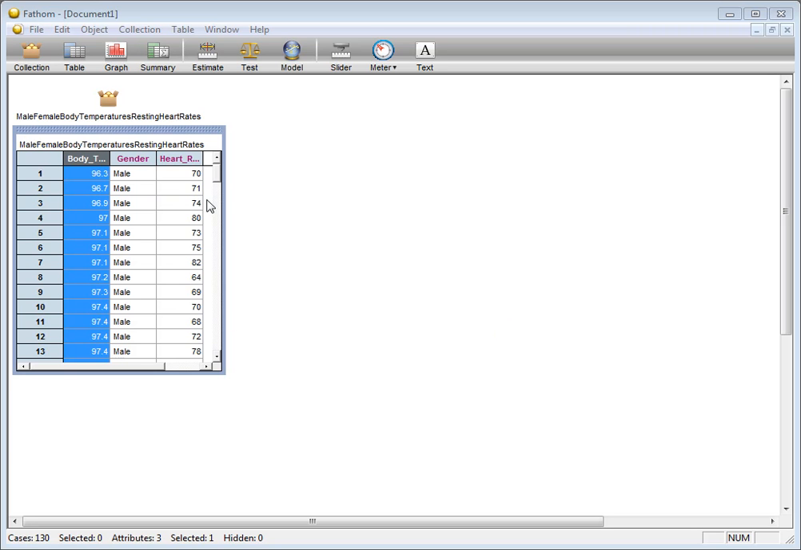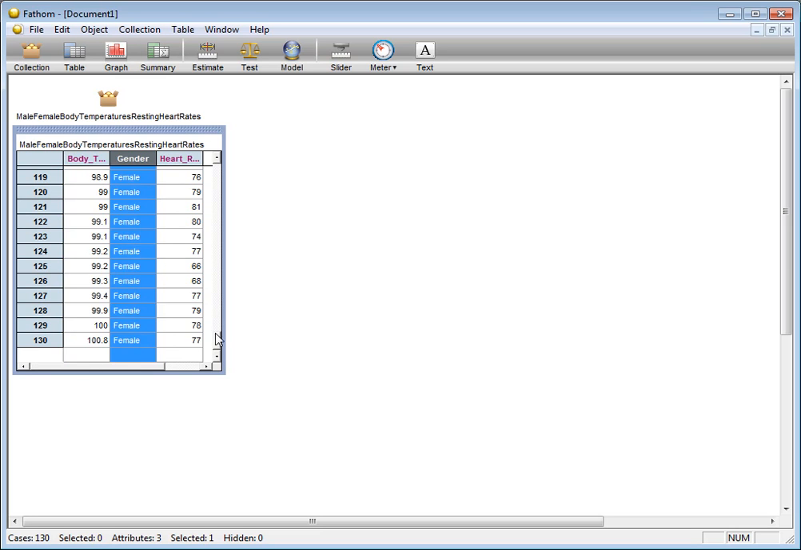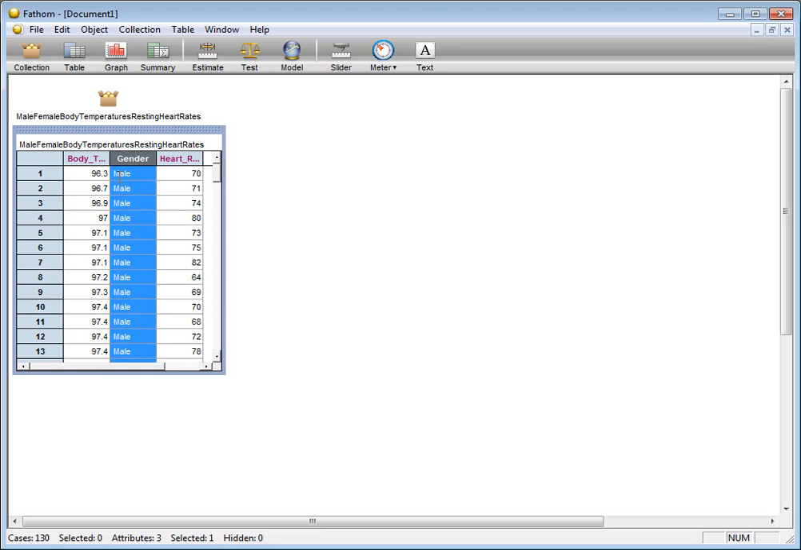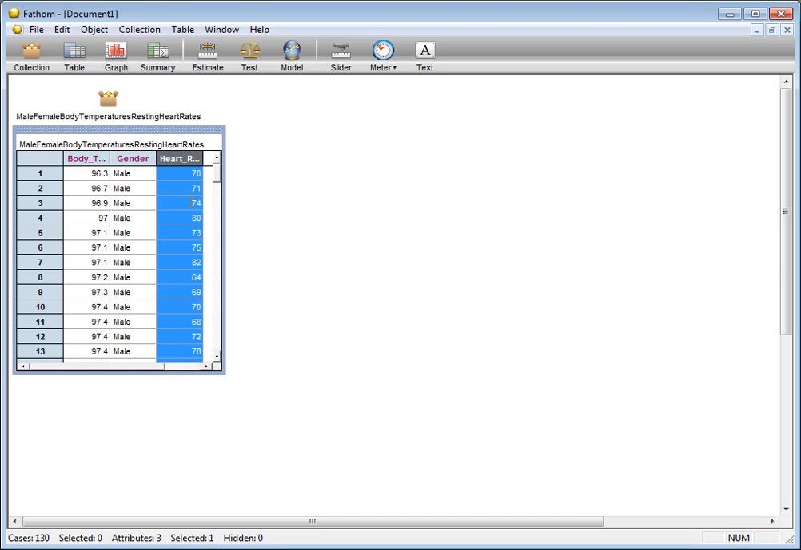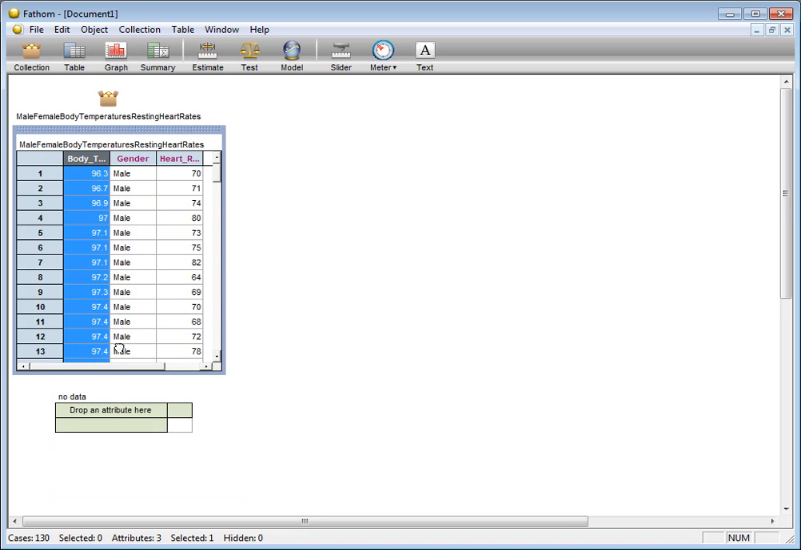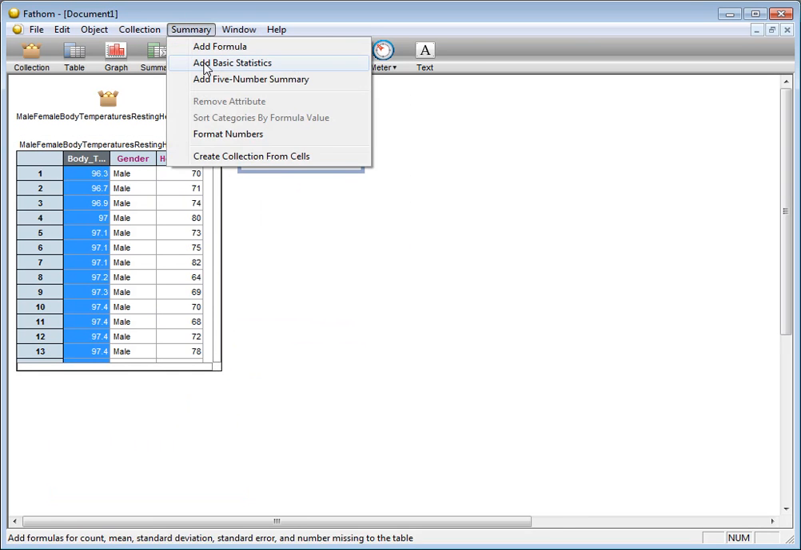It uses information taken from 130 naval recruits. We have three attributes in this set of data: the gender of the recruits, whether they were male or female, their body temperatures at some particular moment in time, and their resting heart rates at some particular moment in time. I'd like to collect some summary information about the body temperature data, and Fathom defaults to produce the sample mean for us, but I want a little bit more than that.